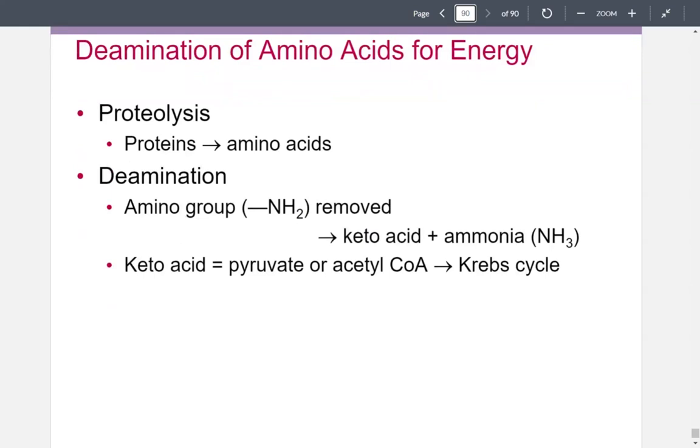Proteolysis is going to be our breakdown of our protein chain into individual amino acids. At that point, we're going to have deamination take place, which is when the amino group, that nitrogen group, is removed. That will undergo its own process and become keto acid plus ammonia, NH3. Those are waste products. The keto acid, though, is going to become pyruvate or acetyl-CoA and go into the Krebs cycle. The ammonia is the byproduct there.